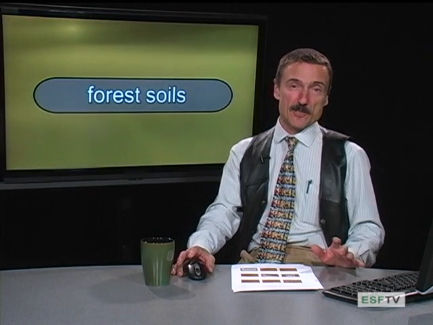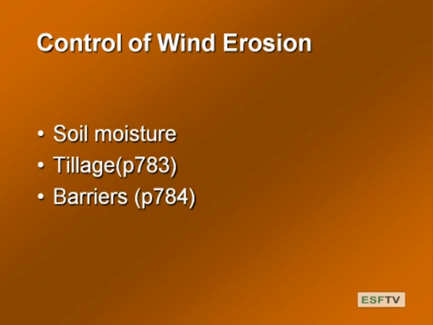So that leads us to our next slide. Controlling wind erosion. There are the big three in terms of controlling erosion for wind. And the first one's soil moisture. So moist soils tend not to blow. So as soils dry out, they become very susceptible to wind erosion. Okay? The second part of that is tillage. Okay? So completely tilled soils.